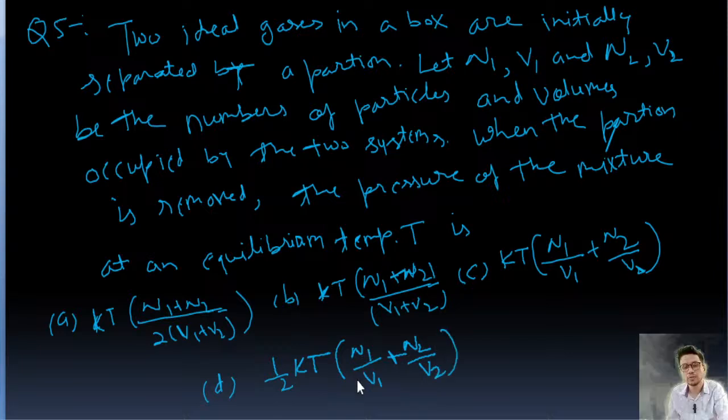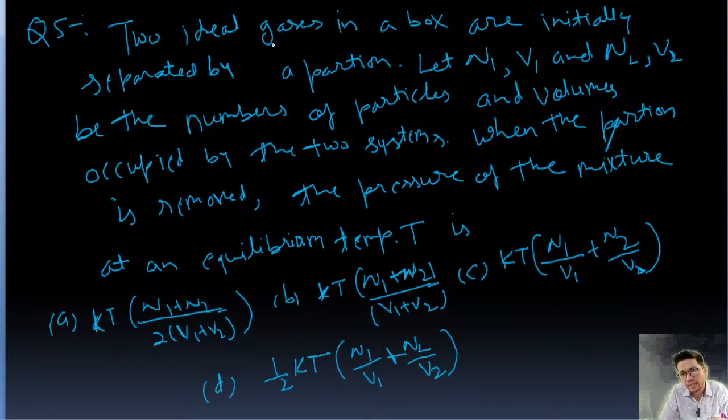Okay, this is the question. Very good question, guys, from thermodynamics. Two ideal gases in a box are initially separated by a partition. Okay, so there are two ideal gases in the box, which are separated by a partition wall.